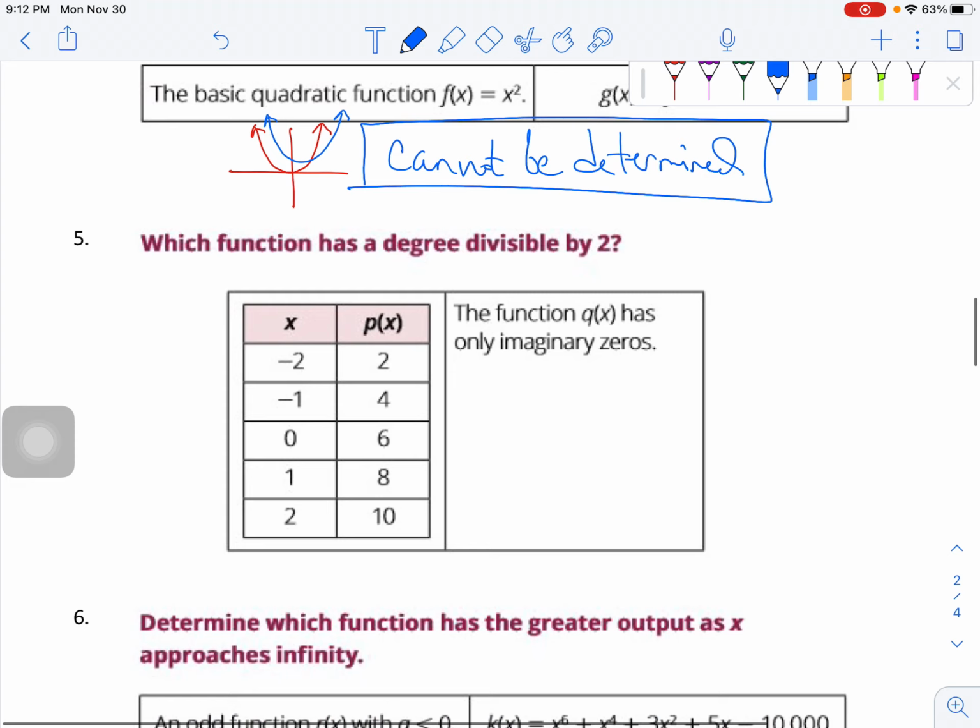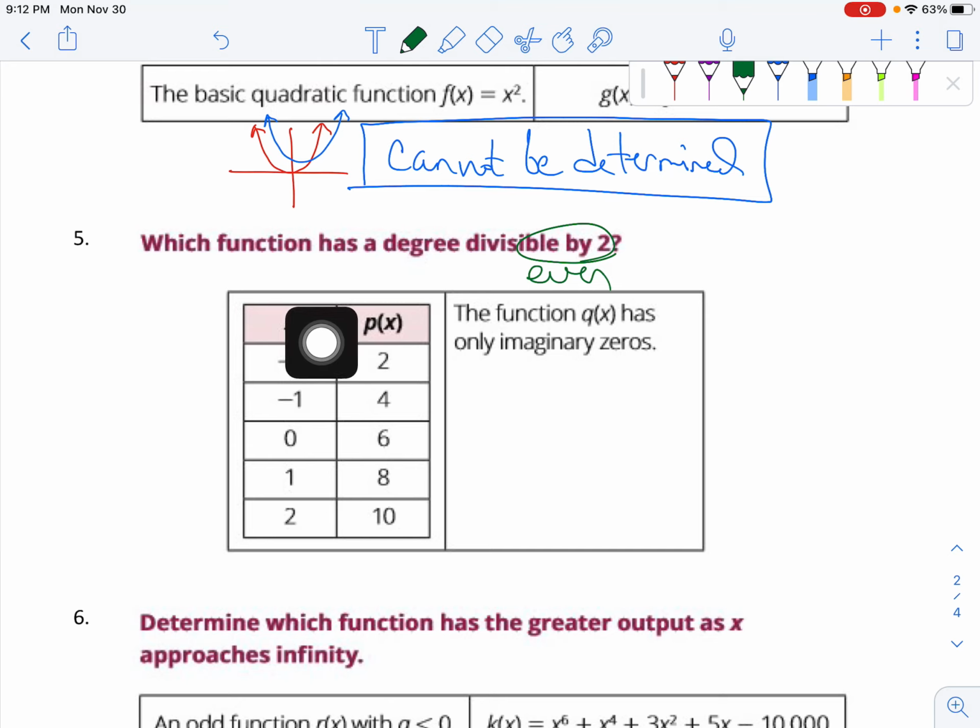Okay. All right, problem number 5. Which function has a degree that is divisible by 2? Well, if we're asking for something that's divisible by 2, I want an even degree function. Okay. Now, this is going to be a little bit weird because I don't see any real function equations. I can't see a picture here.